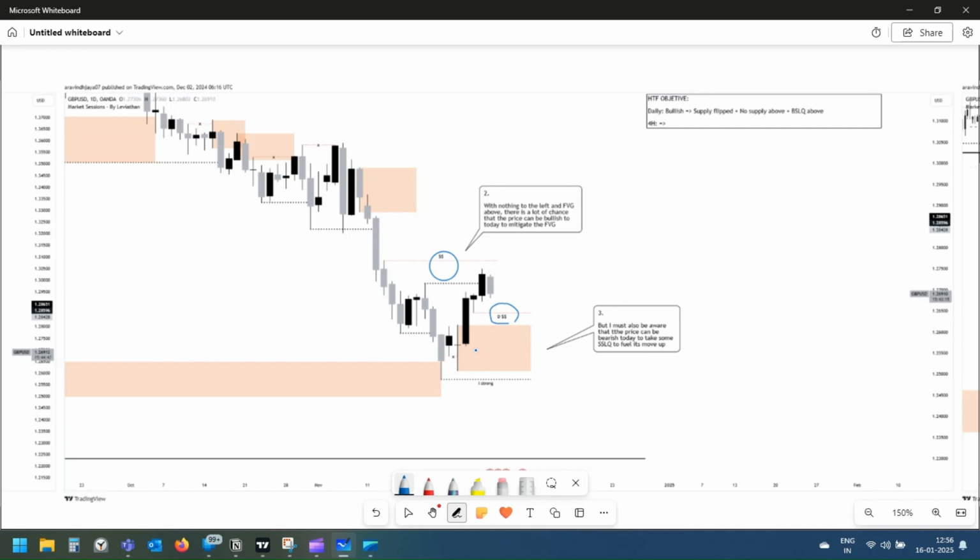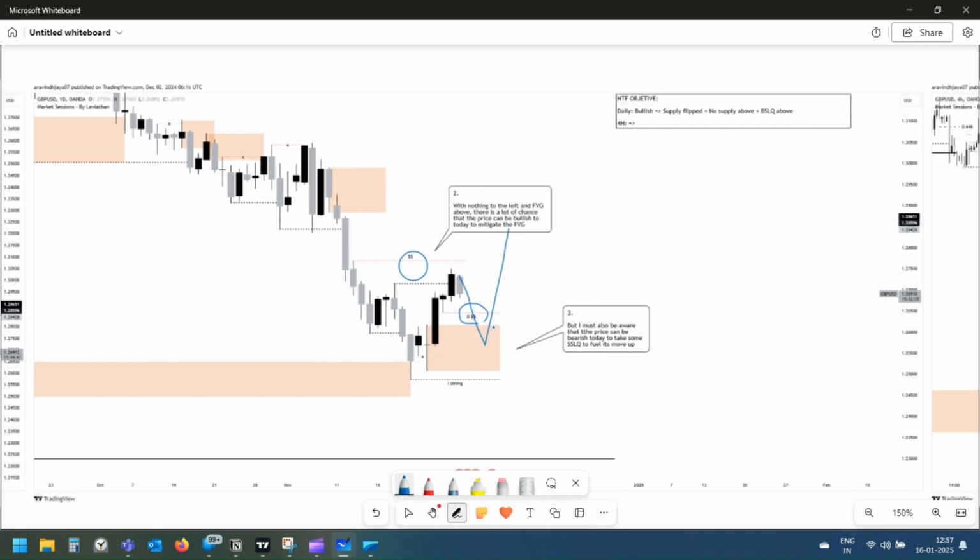And this demand is a high probability demand because it was built with a sweep of liquidity. It also has an inducement as well as a displacement. So this is a very high probability demand which the price can mitigate and then push up. So definitely I'm expecting the price to push down. That push down is sufficient for me to take shorts and book my profits.